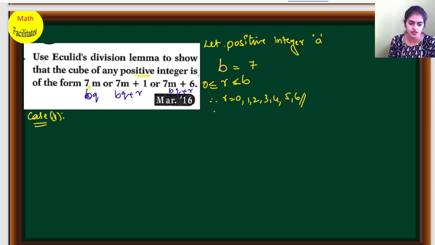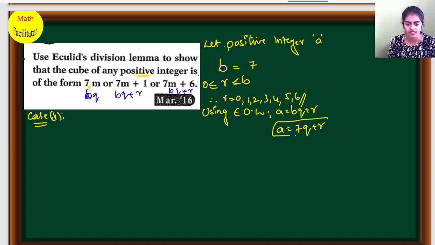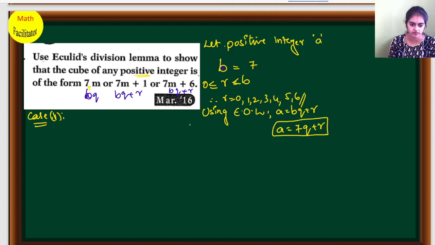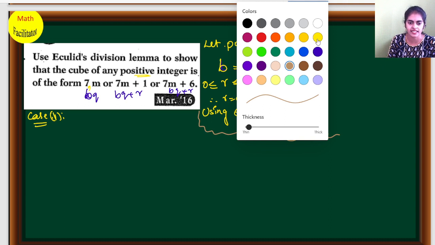Using Euclid's division lemma, I can write a equal to bq plus r. With b equal to 7, a equal to 7q plus r. In this statement, we will substitute all the cases. This is the introductory part. Now we are going to take all the cases.